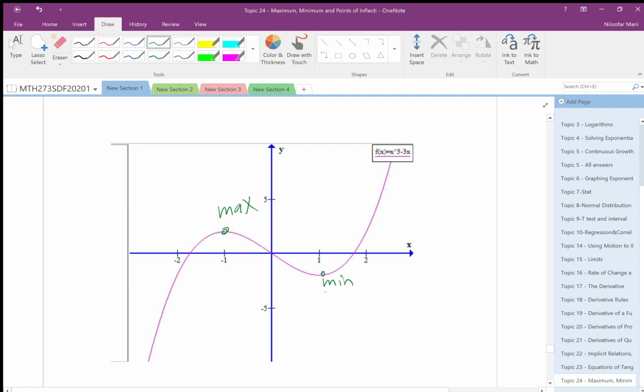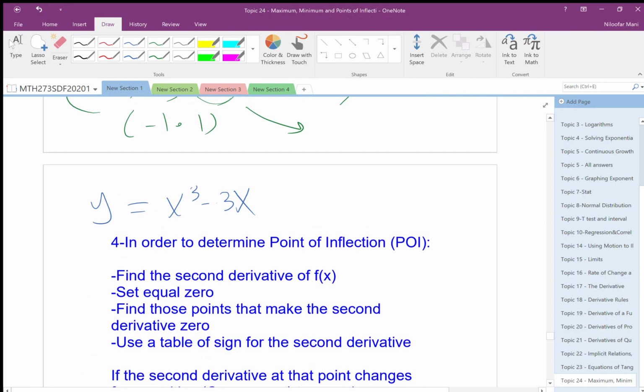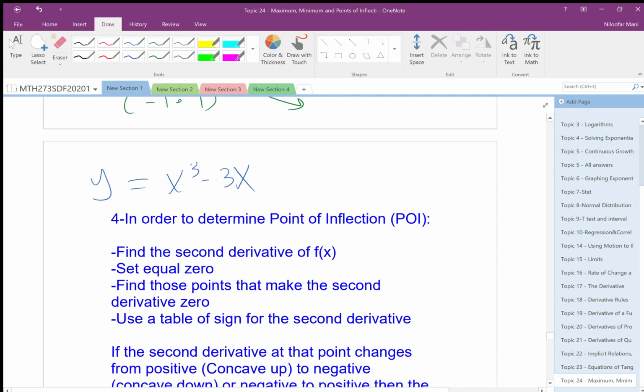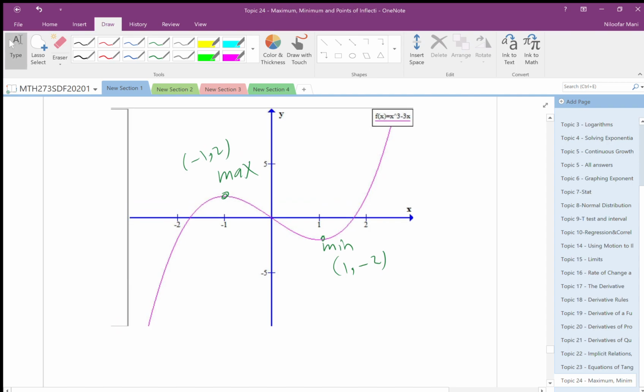Okay? This is 1 and minus 2. This is minus 1 and 2. Let me see. I'm not sure about 2 here. Yes, if I put minus 1, yes, 2, yeah. Okay, minimum, maximum. That point is an inflection point, a point of inflection, because concavity changes here.